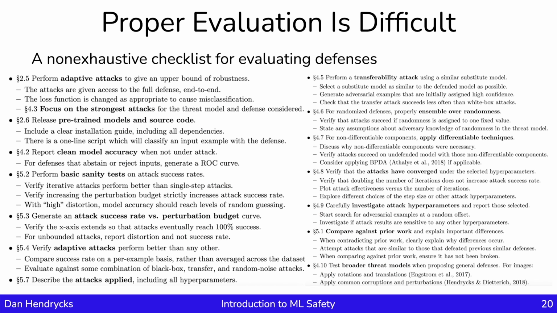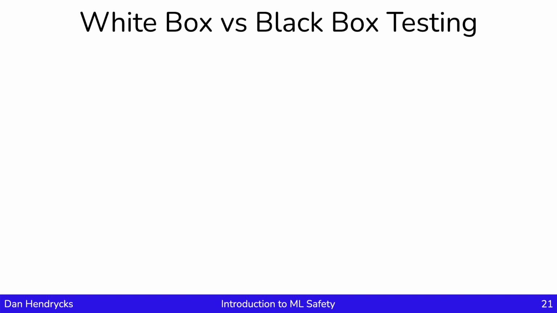To prevent this from happening, there's a non-exhaustive checklist for having more proper and sound evaluation. For example, they propose that researchers test their model against adaptive attacks, non-differentiable attacks, or test against a broader threat model. There are libraries that help automate some of this, such as AutoAttack, but still, adversarial evaluation is very subtle, and all people researching in the area need to be aware of the various pitfalls when trying to construct an adversarial defense.